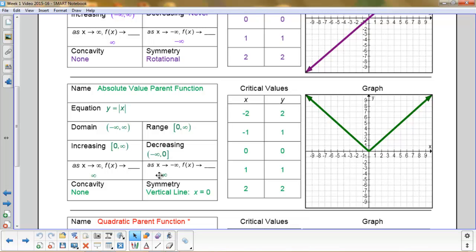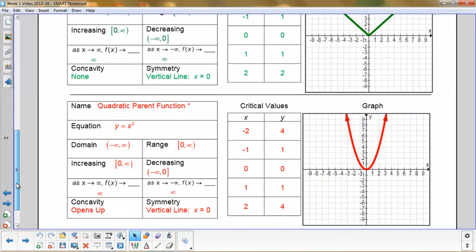The end behavior, notice, as x gets very large, y gets large, and as x gets very small, y continues to get large. So based on the picture of the graph, you can surmise what your end behavior is going to be by simply stating what the graph is doing when x gets extremely large and extremely small.